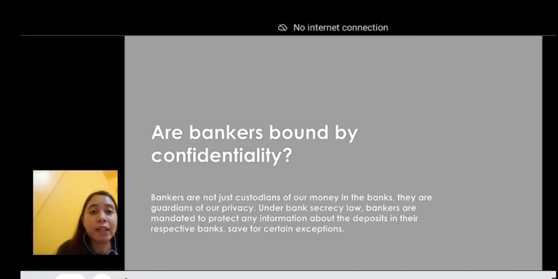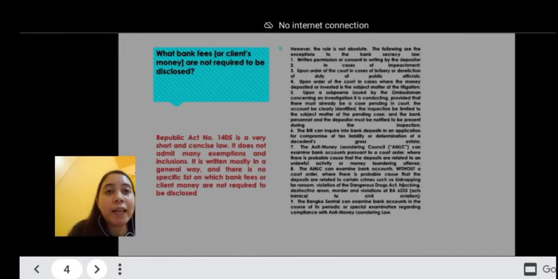Are bankers bound by confidentiality? Bankers are not just custodians of our money in the banks. They are guardians of our privacy. Under the Bank Secrecy Law, bankers are mandated to protect any information about the deposits in their respective banks, save for what the law does not require to be disclosed.